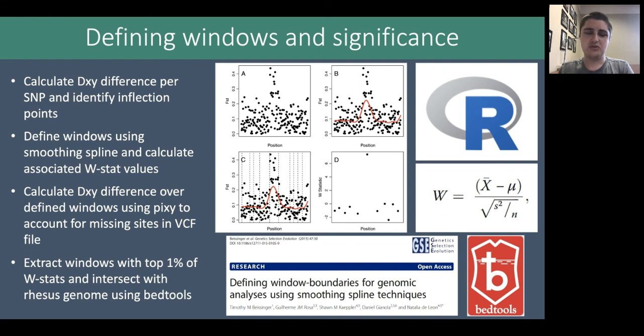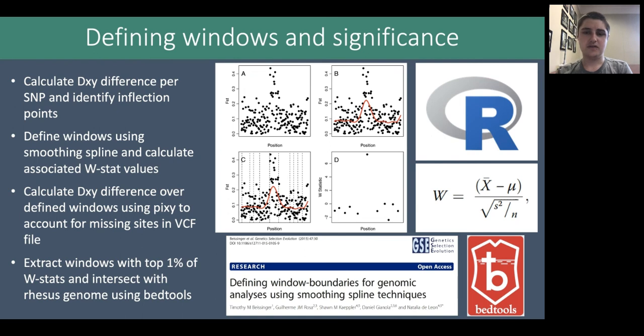Then in panel B, you can calculate a smoothing spline over these points. And then in panel C, you can identify inflection points from the spline, basically the dotted lines there. And then panel D, from those inflection points, you can identify new start and stop positions for variable sized windows and recalculate your statistics over that. So I went through that process with my DXY measures.